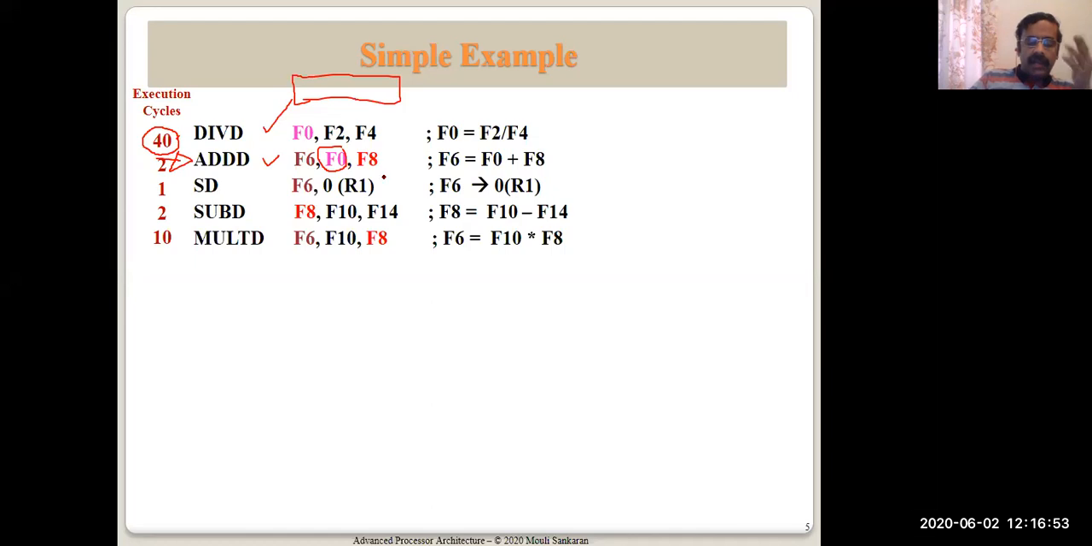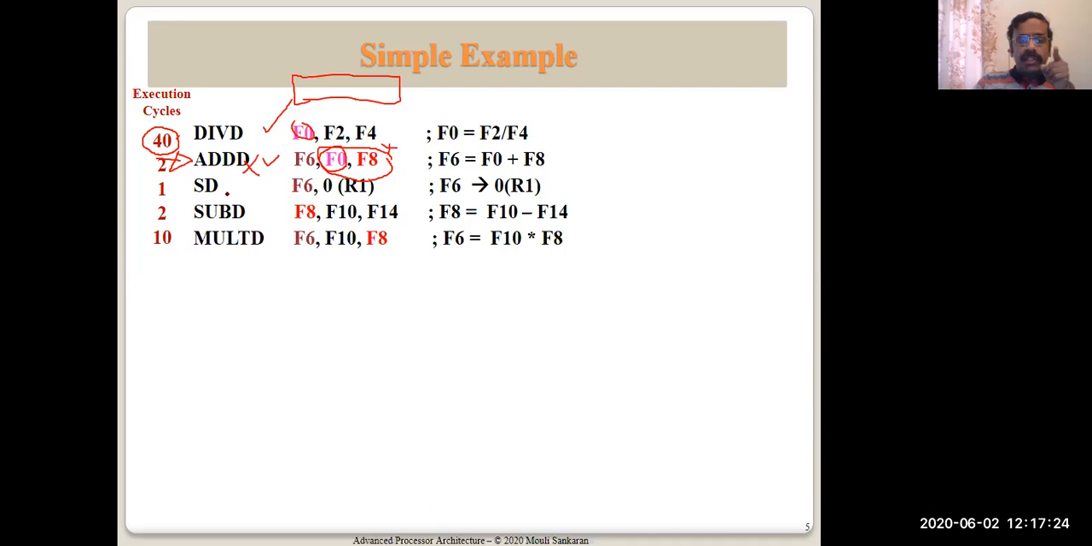F6 cannot proceed because it is waiting for the result. Now I will show you what all the instructions held up because of this. This is held up. I am putting an X saying that it is held up because it is waiting for the result of DIV. Now, because the implementation wants both the registers to be read together, it cannot read F8 also. Until F0 is ready, F8 is not going to be read. Remember, keep it in mind.